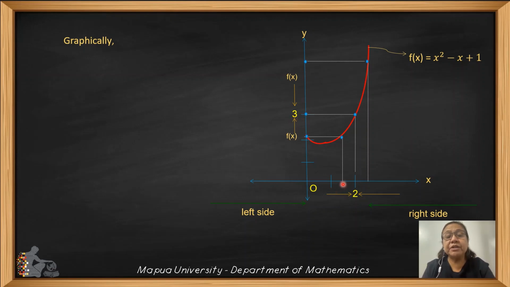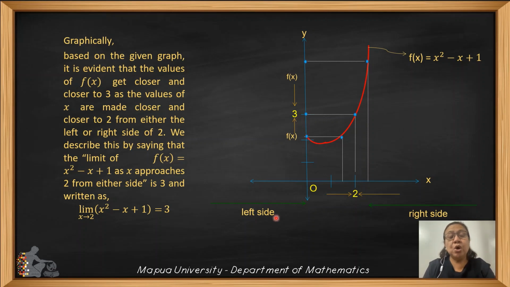If we pick x values that are less than 2, the points on the curve are positioned below this given point. However, if we make x values get closer to 2, then the points on the curve move upward, getting closer to this point. Hence, we say f of x values are increasing, getting closer to 3. At this point, we can conclude that the limit of f of x as x approaches 2 is 3.